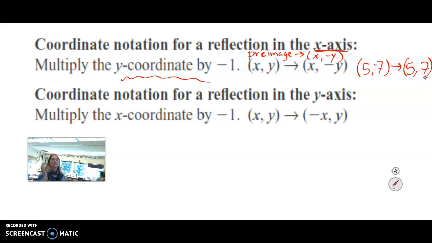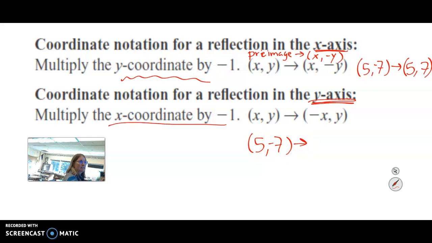So for reflection in the y-axis, which means it's going to be flipping this direction instead of this direction, you're going to multiply the x-coordinate by -1. So if I take that same point, 5, -7, and I reflect it over the y-axis, the x-coordinate changes to the opposite side, so it becomes -5, but the y stays -7.